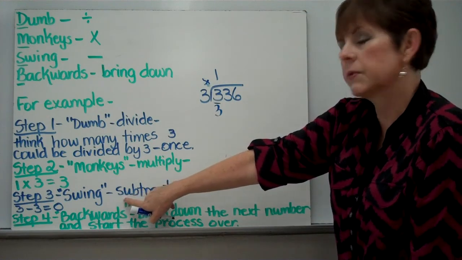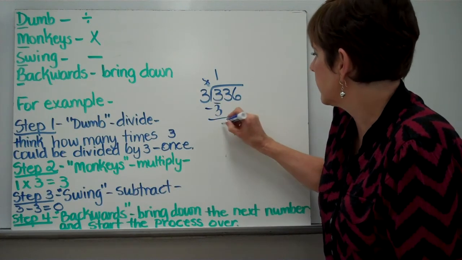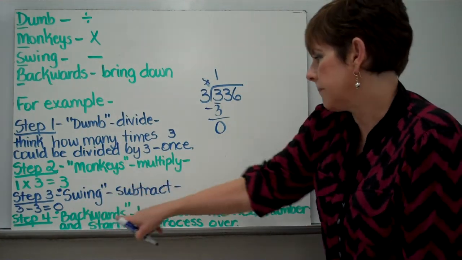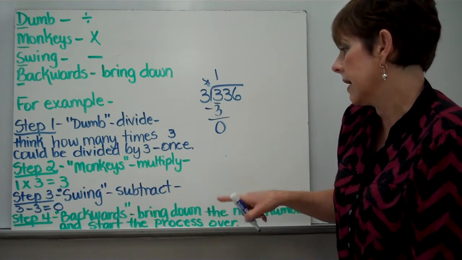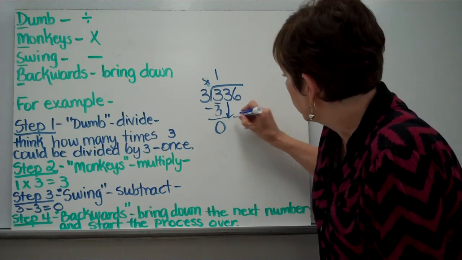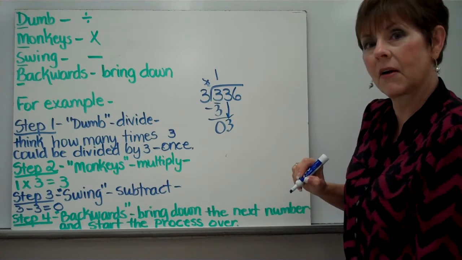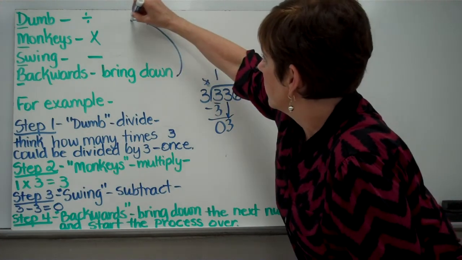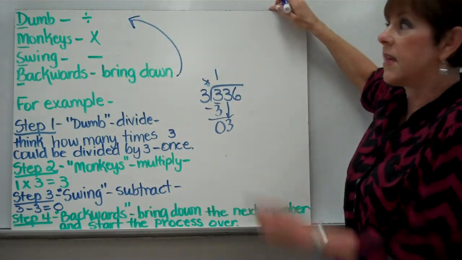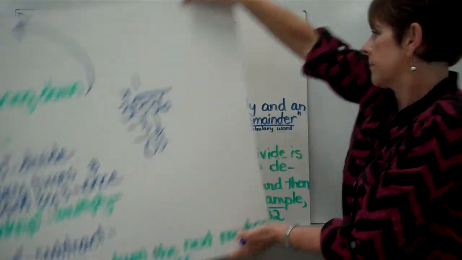Step 3, swing, that means subtract. 3 minus 3 is 0. Fourth step, backwards, you bring down the next number and you start the process all over again. So I bring down the next number, which is a 3, and I start over. After I do this step, I'm going to start back over with that beginning if there's any more numbers to divide, which there are.